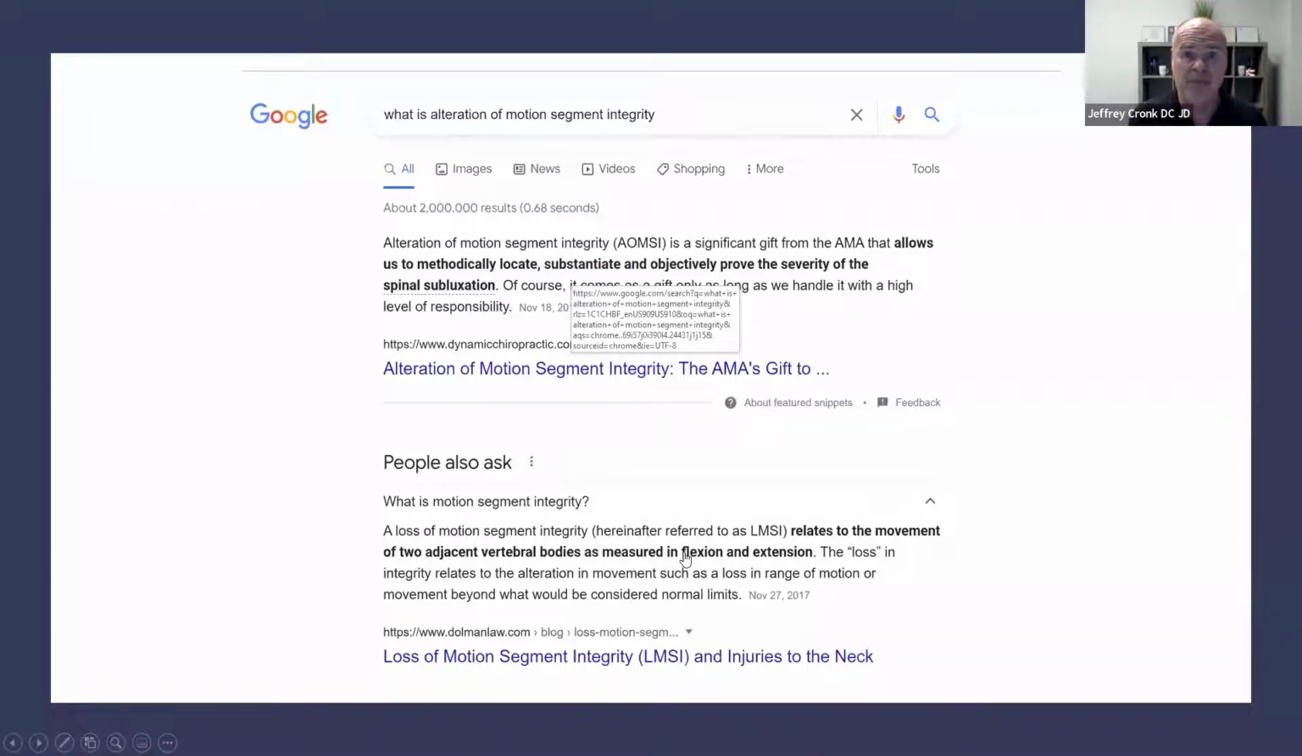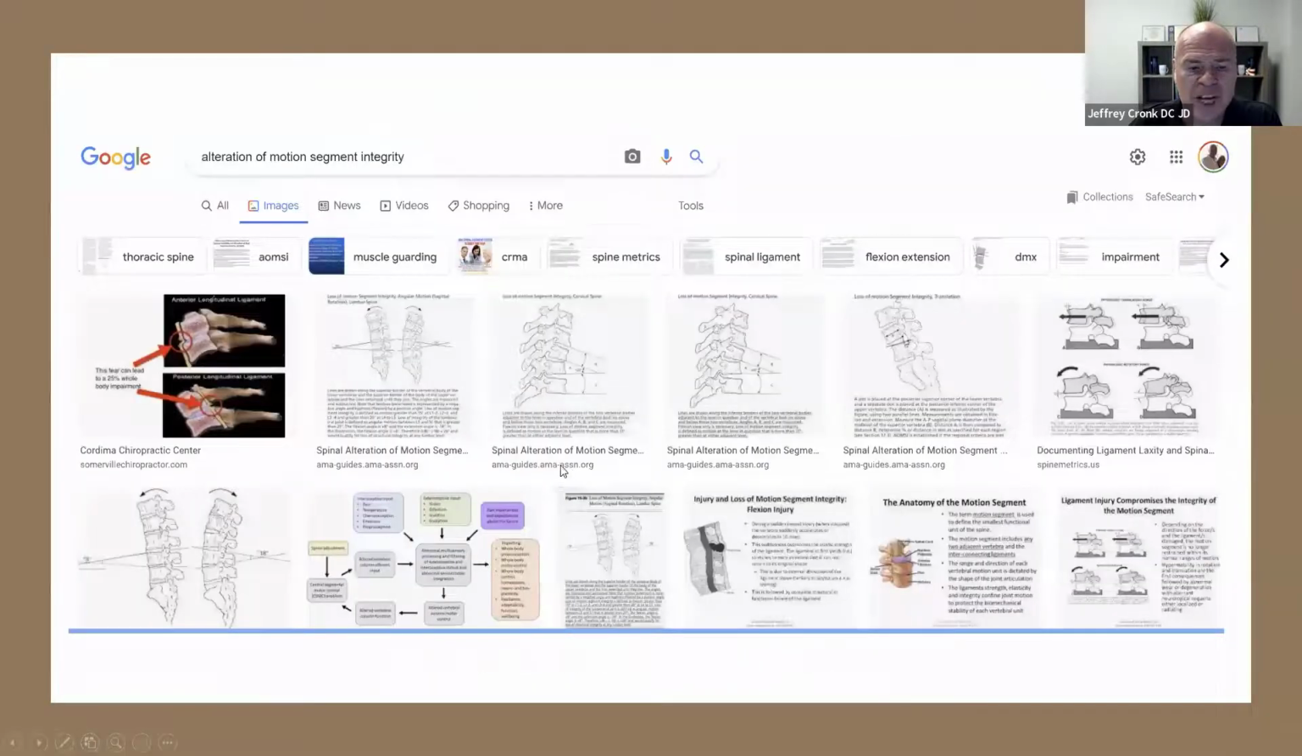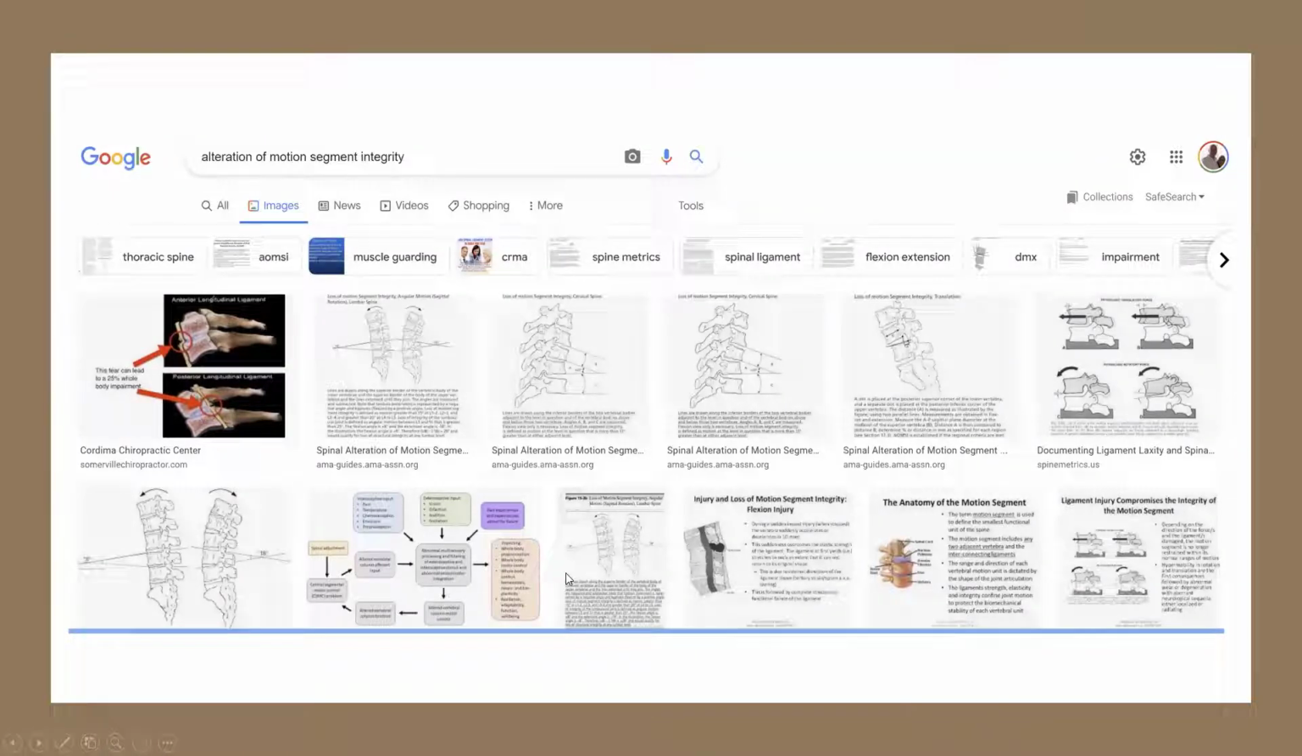The AMA did. Now, alteration motion segment integrity is not a diagnosis. It's not a disease. It's not an injury. It's an amount of motion that's excessive that comes from an injury. So it in itself is not an injury. It's just a finding. If you were to Google search it and bring up any of the images, it's going to show you all that you need to know about how you measure it. If you wanted to measure it, how would you measure it?